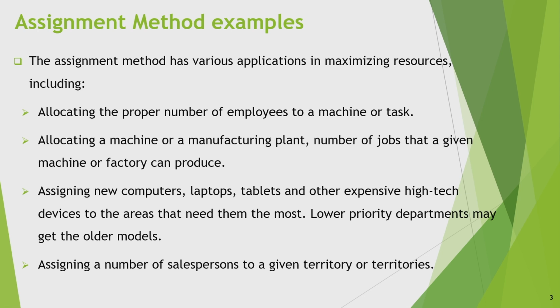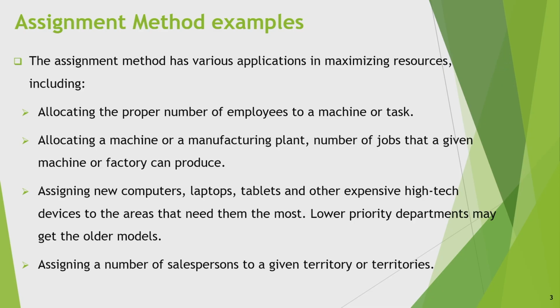Allocating the proper number of employees to a machine or task. How we should allocate? Allocating to a machine or a manufacturing plant the number of jobs that a given machine or factory can produce, that also we can allocate. Assigning new computers, laptops, tablets and other expensive high-tech devices to the areas that need them the most. Lower priority departments may get the older models, like that. You can make the system so that where there is too much requirement of computers, you give a better quality computer here. On the other side, you can have maybe low speed computers also.